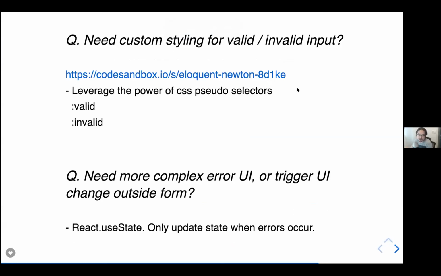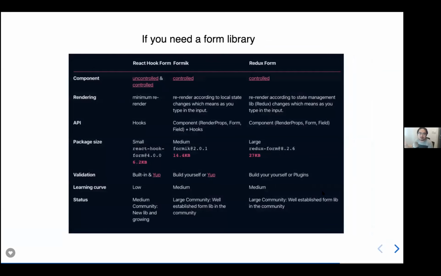If you need more complex error UI or want to trigger some UI change outside this form, you can always adopt React useState. The only difference is that you are not using state to manage your form values. You are only using state for your errors, and it's not going to re-render every time there's a change in your form. And if you need a form library to do that, there's one called React Hook Form. It provides both uncontrolled and controlled approaches, and it's a pretty lightweight package. I've been using it for a few months and have been quite happy with it.